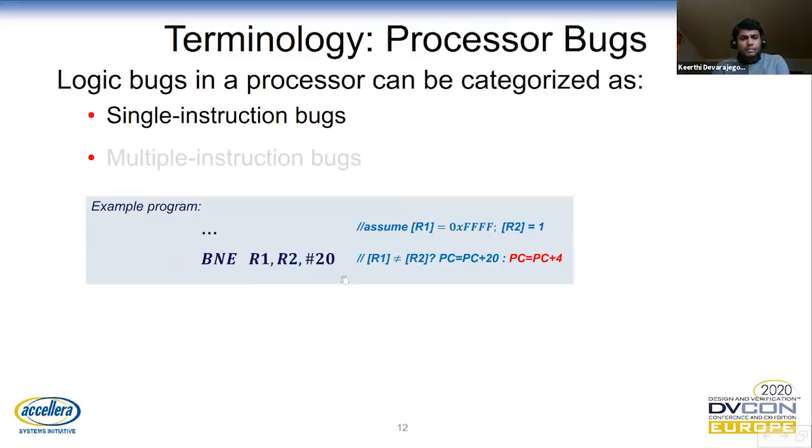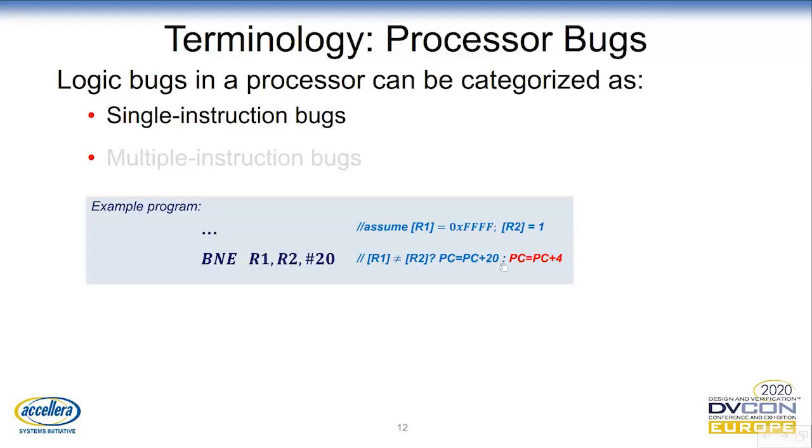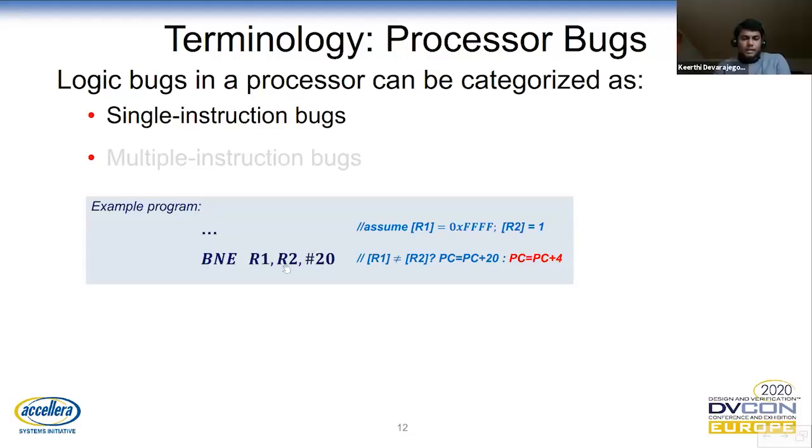Here is an example program, and the mnemonic here stands for branch if not equal. What this instruction does is it compares the contents of register R1 with that of R2. If these contents are not equal, then PC becomes PC plus 20, where 20 is the immediate value. If the contents are equal, then the branch is not taken, and the PC simply moves to the next instruction. That is the semantic of this instruction.